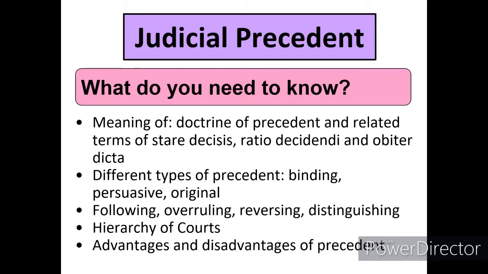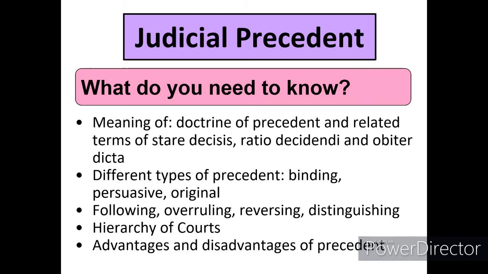This lesson is one of four on Judicial Precedent. It's part of the OCR A-level course for Paper 2, Lawmaking. A lot of candidates see this as quite a tricky topic, probably because there's a lot of cases and quite a few unusual terms that you need to know.